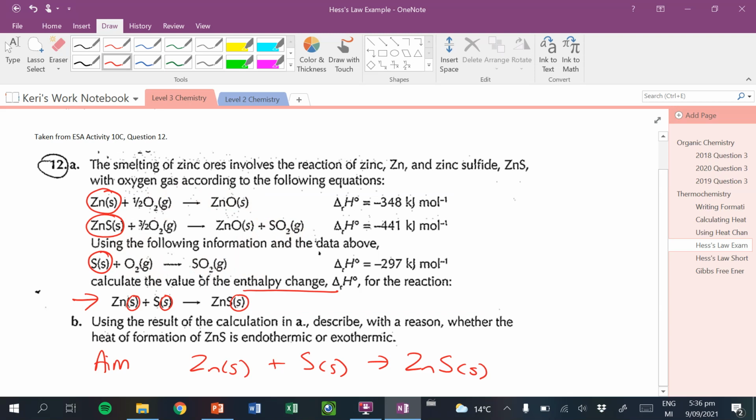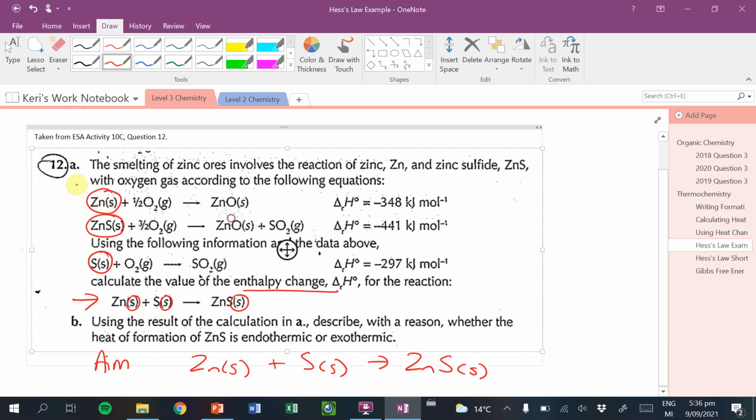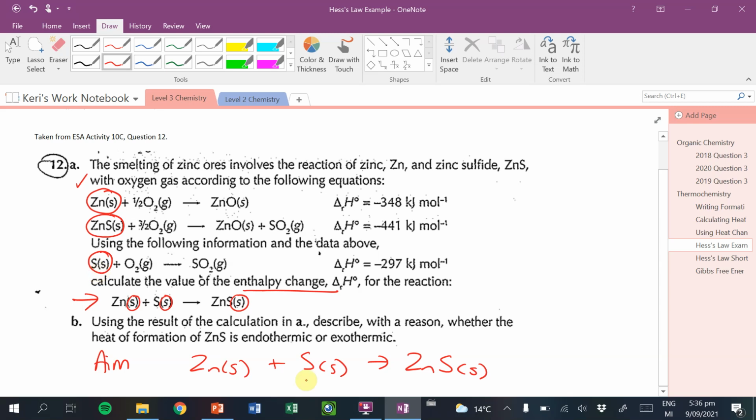So first thing I'm going to be looking for is, is it on the right side of the equation? Zinc is on the reactant side, so that one's fine. Sulfur is also on the reactant side, so that's fine. The zinc sulfide, however, is not on the right side of the equation, so what that tells me is that I'm going to need to flip this one. So that way when I flip it around, the zinc sulfide is now on the product side that I need. If I'm doing that flip, I need to change this sign to now being a positive.